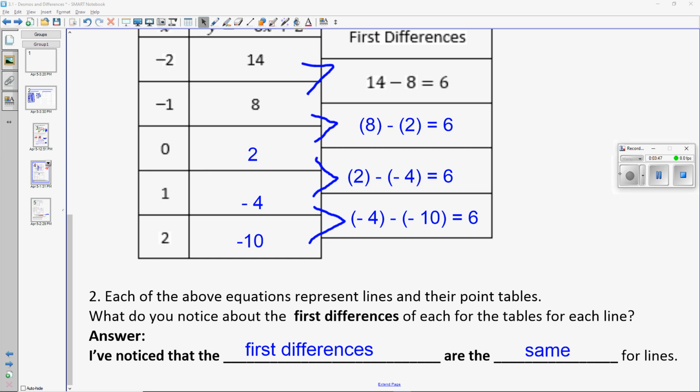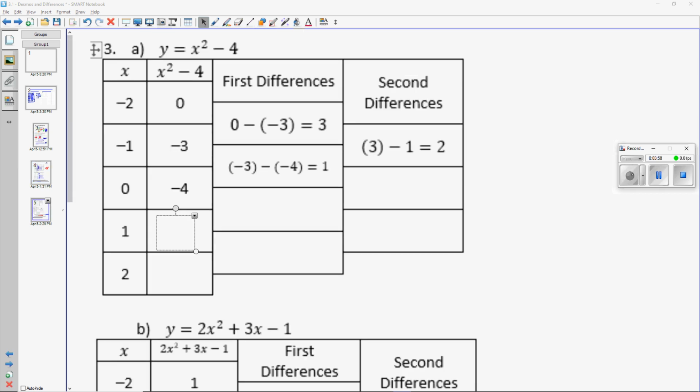But since we just learned about this thing called quadratics, we're going to try a second set of differences to see if that will give us something. So just copy that down, and then we'll move on to the next topic. So now, in this equation, y equals x squared minus 4, I'll tell you why it is a quadratic. This is a quadratic because the power on the variable x is a squared. The biggest value is a squared, so it is a quadratic then.